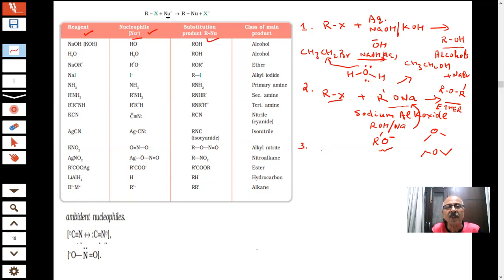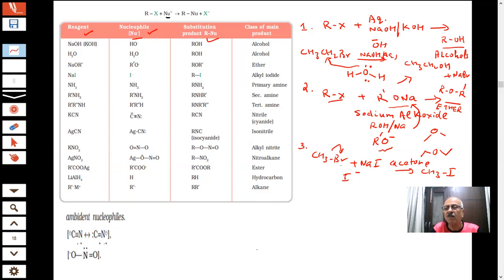We have done it. If you have CH3Br, you are reacting with NaI in the presence of dry acetone. What do you get? CH3I. What has happened? This I has displaced Br. What is I minus? It is a nucleophile. It goes and this comes.